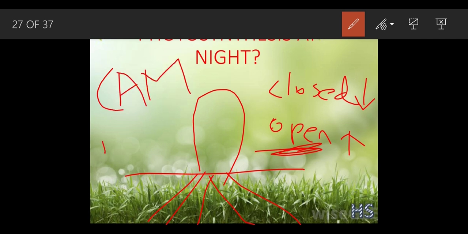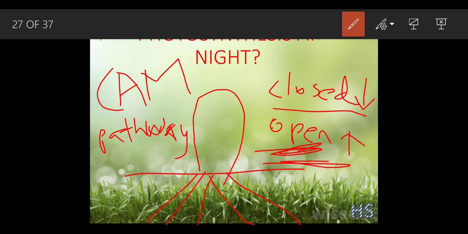CAM pathway, because this is something very peculiar about these plants. During daytime the stomata is closed, and during night time the stomata is open, which helps them to perform photosynthesis during the night time also.